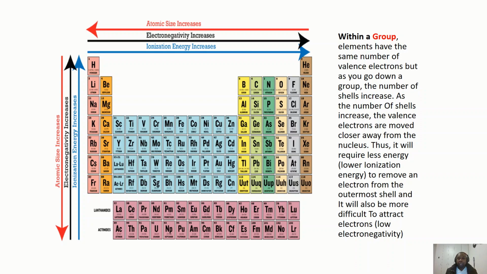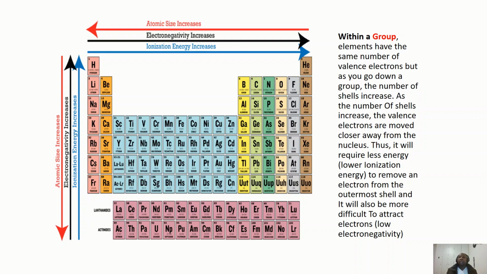So as the number of shells increases, the valence electrons are moved further away from the nucleus. That is, the electrons in the outermost shell of each atom are moving further away because the shells are growing bigger and bigger. So they are moving further away. Thus, it requires less energy to remove an electron from the outermost shell.